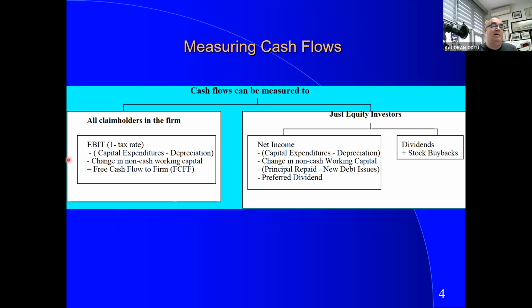If you're doing a firm valuation, you start out with EBIT, multiply that by 1 minus the tax rate. So after-tax cash flows available to investors and creditors of the company. From that, deduct the net capex, the investment you have to make in order to grow in long-term assets, and deduct the investment you have to make in short-term assets, working capital. Okay, so change in non-cash working capital. This should give you the free cash flow to the firm. Okay, so this is where we are at.